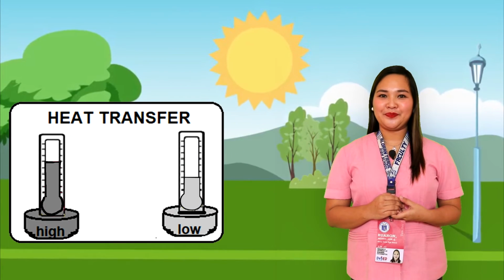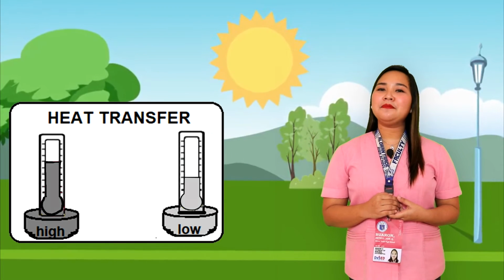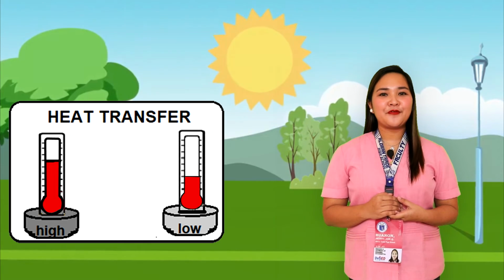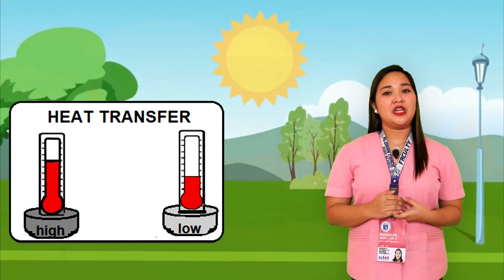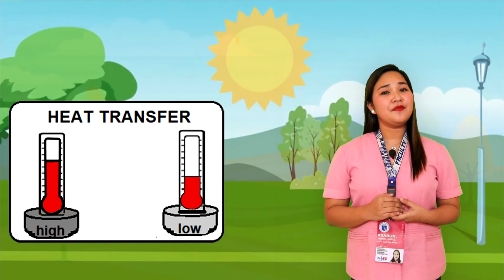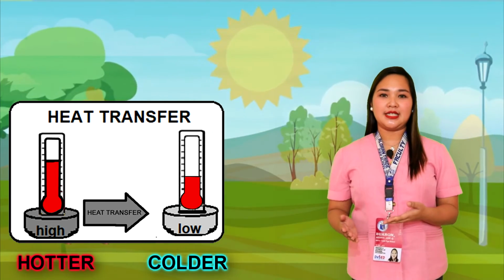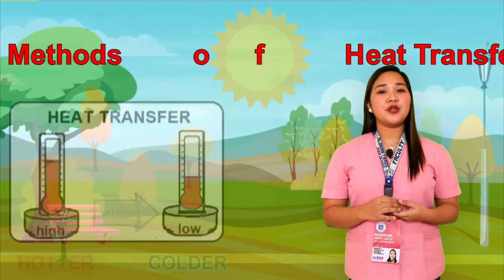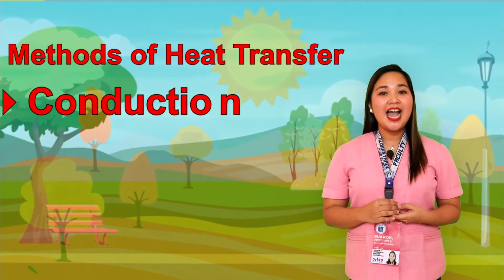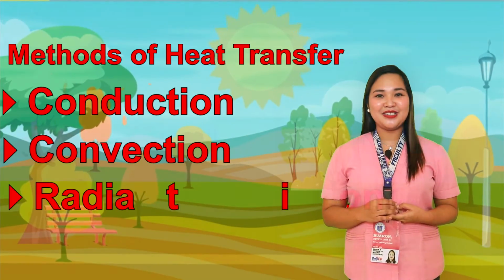Okay, let's have a short recap. In today's lesson, we have discussed heat transfer. Heat can only be transferred if there is a difference in temperature between objects. The direction of heat will always be from hotter to colder objects. And heat can be transferred through conduction, convection, and radiation.